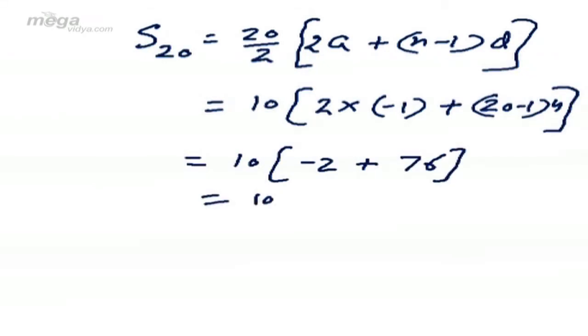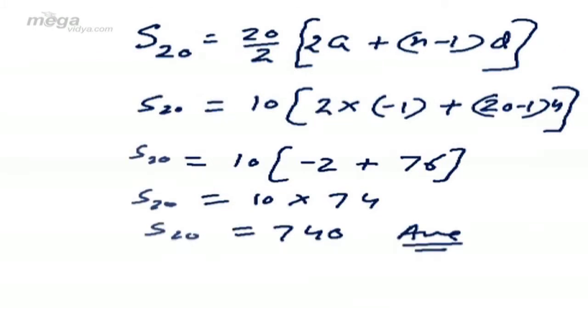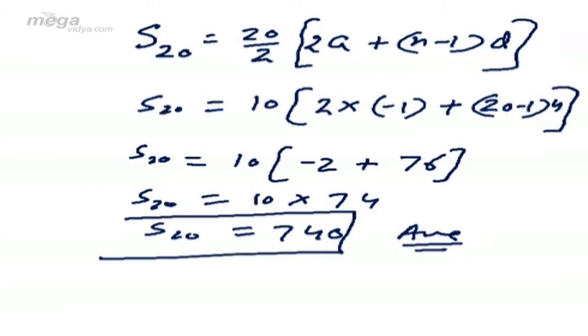It becomes 10 into 74, that is 740. This is S20. It means sum of the first 20. Again, you see the next questions.